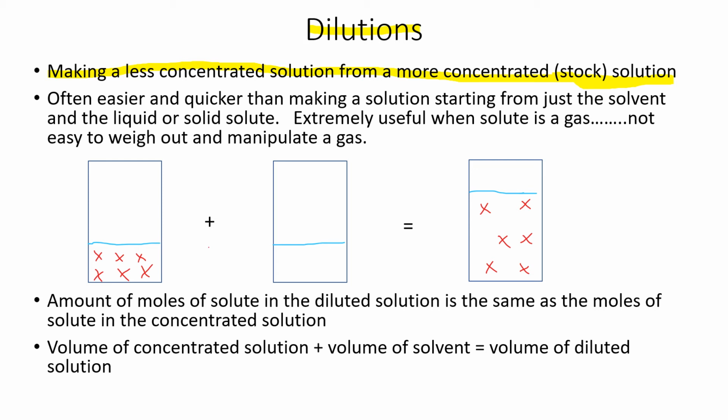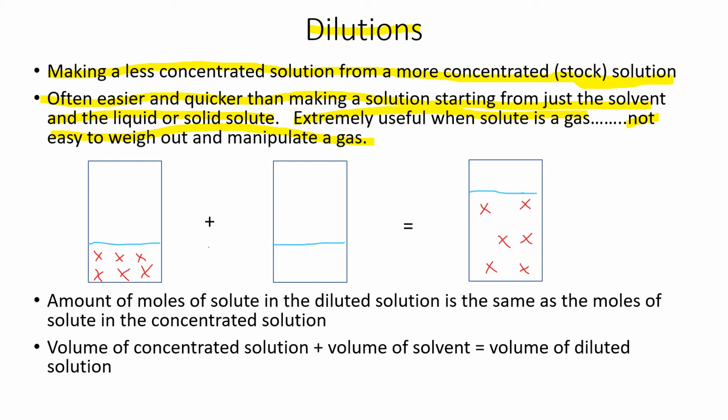You often want to do it this way because it's often easier and quicker to do a dilution in order to make a solution than starting from just the solvent and then the liquid solute. This is extremely useful when your solute is a gas. It's really challenging to try to weigh out and measure out and manipulate a gas. So if you can already get something that's dissolved in there, then the dilution may be a much quicker and easier way of making these solutions. So we want to be able to deal with making solutions from doing a dilution.